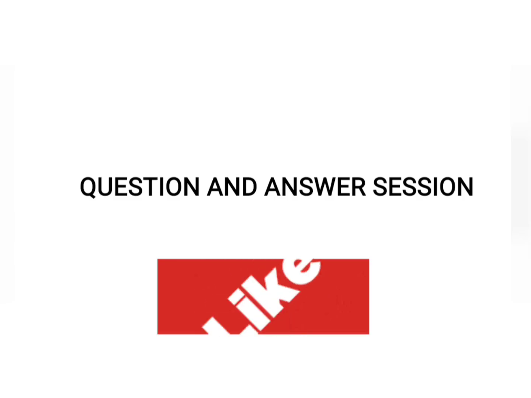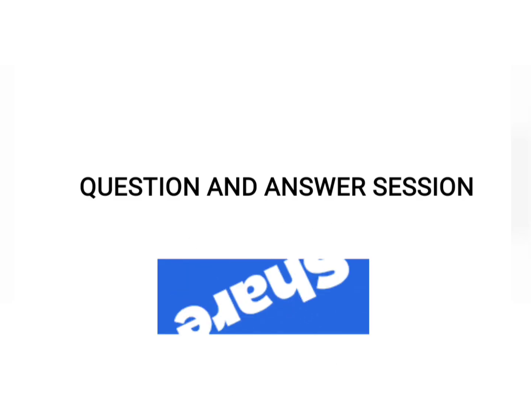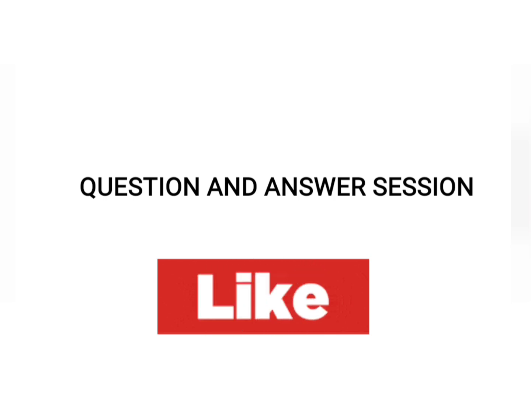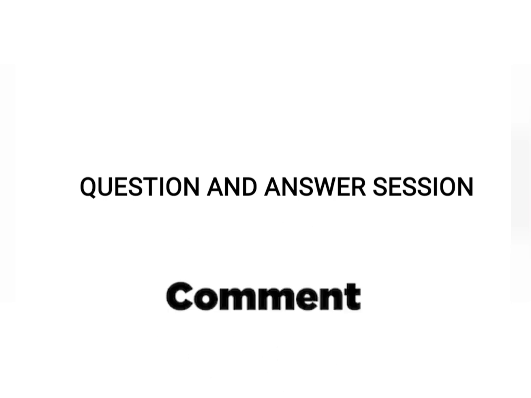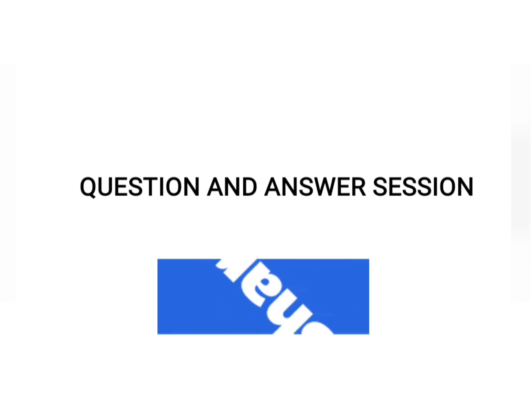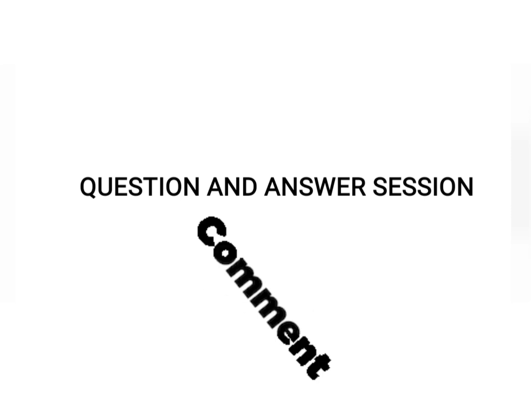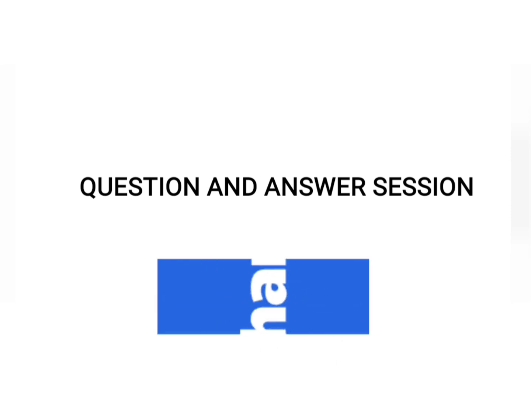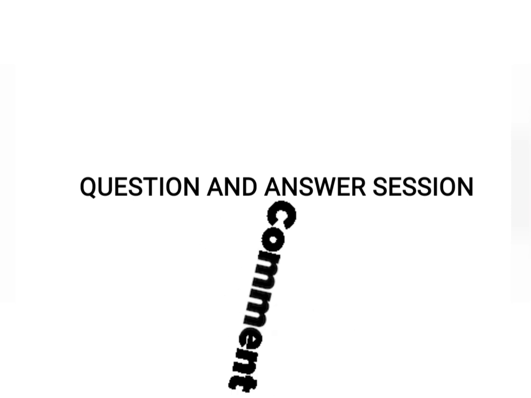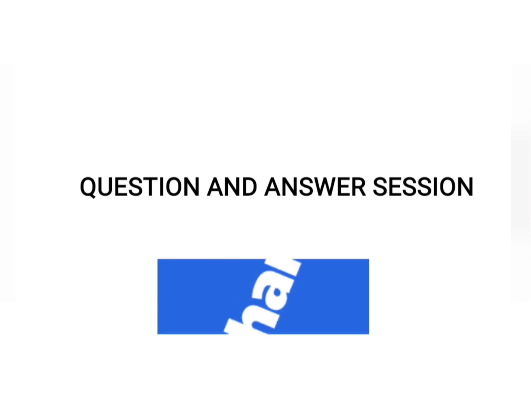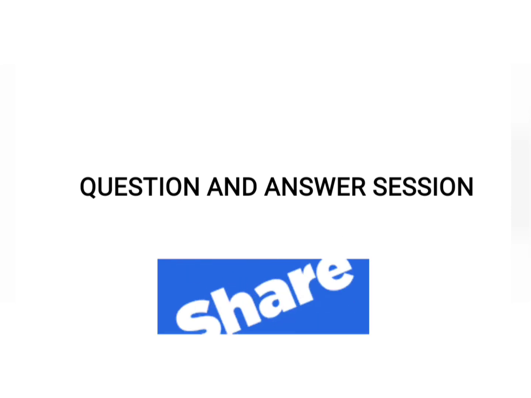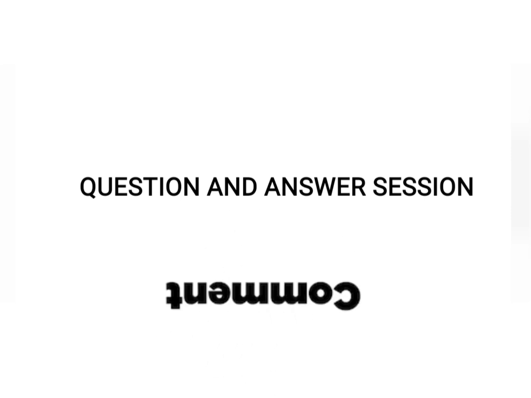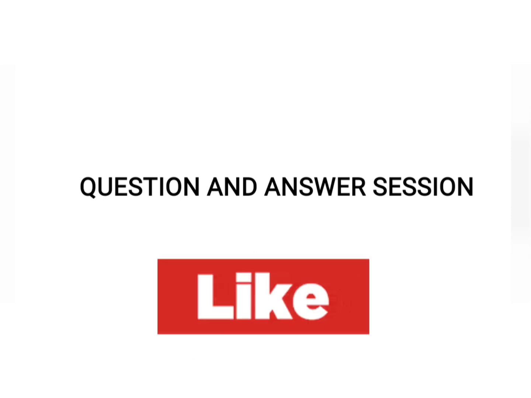MCQ question. Which of the following is a primary use of a computer network? Option 1, data processing within a single computer. Option 2, facilitating communication and resource sharing between multiple devices. Option 3, performing calculations faster than a standalone computer. Option 4, reducing the need for physical hardware. Give the answer in the comment section.